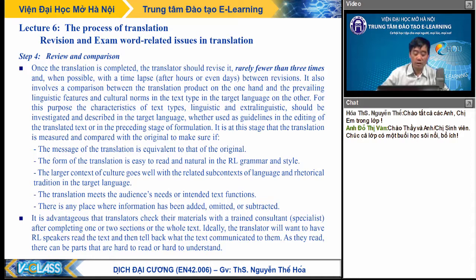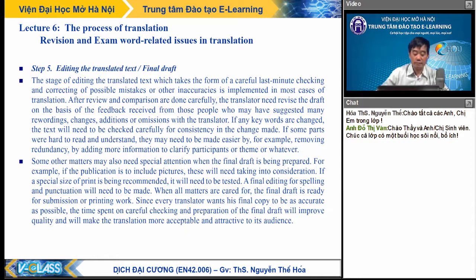And in step 4, we have to read the translated text again, and then review it and try to find the mistakes and possible mistakes. You may do some comparison and contrast in order to find some of the mistakes and correct them. And in step 5, you have to edit the translated text and make the final draft. In this case, you may make some changes.